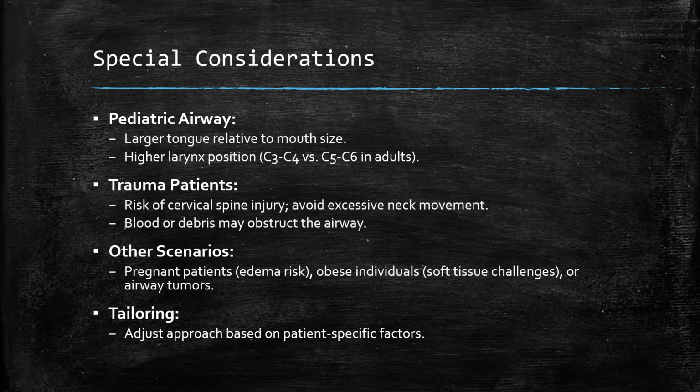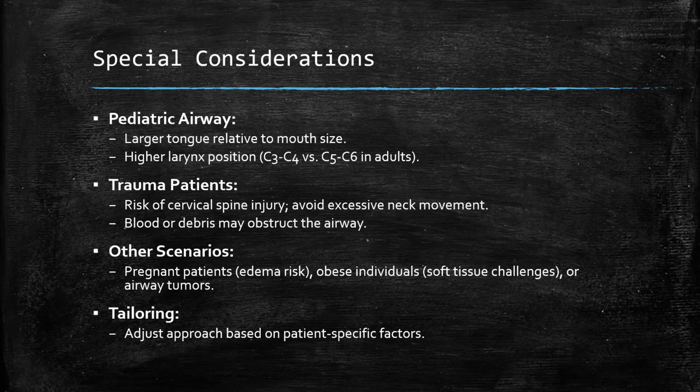In kids, the tongue's proportionally bigger and the larynx sits higher, around C3, C4, not C5, C6 like in adults. So intubation angles differ. For trauma patients, think cervical spine injury. We keep the neck still and watch for blood or debris clogging things up.